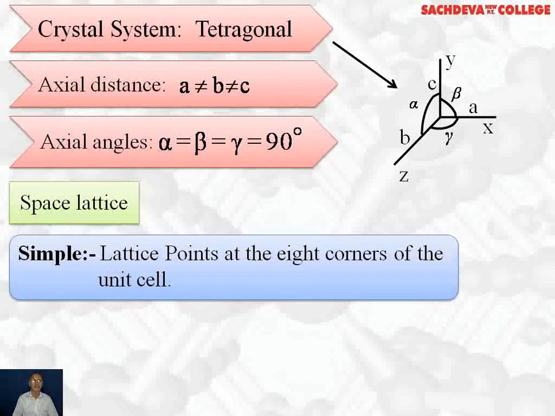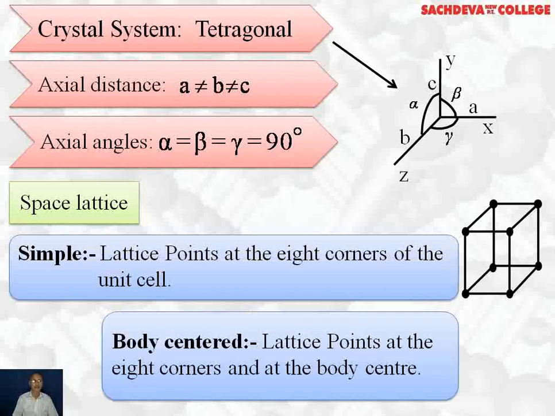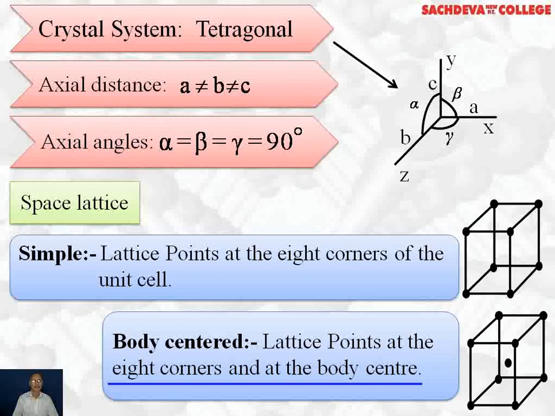Next, we are taking space lattice. In space lattice, in simple cubic, lattice points are on the 8 corners of the cube. In body center, lattice points are at the 8 corners and one is at the body center.